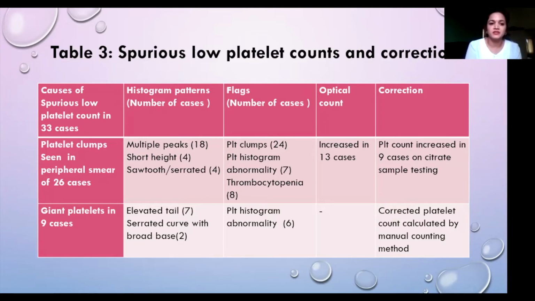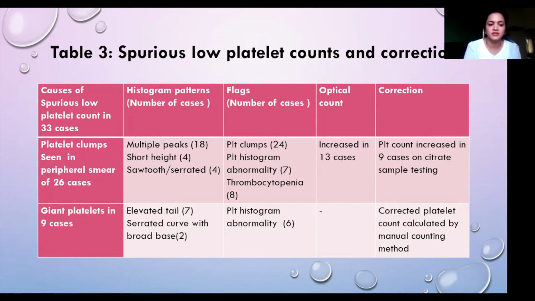And to correct this spurious value, the measures that we took were the optical fluorescence method, which is available in Mindray BC 6200, which increased the platelet count in 13 out of 26 cases. And in 9 cases, the sample was tested upon recollection with citrate anticoagulant and the count was given after correction.